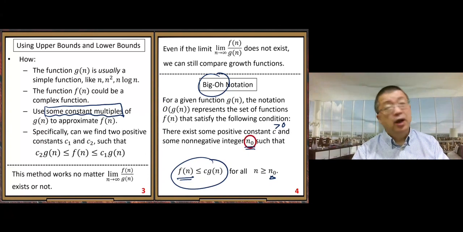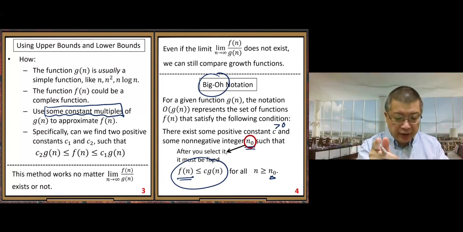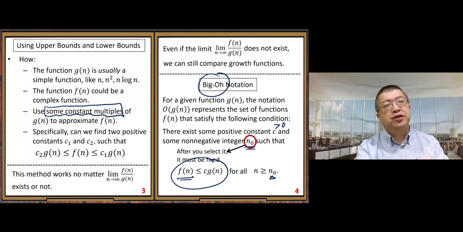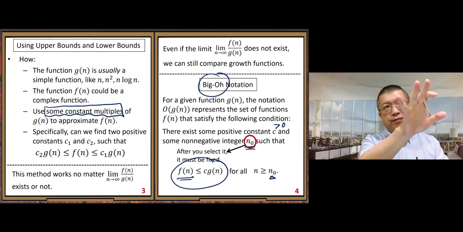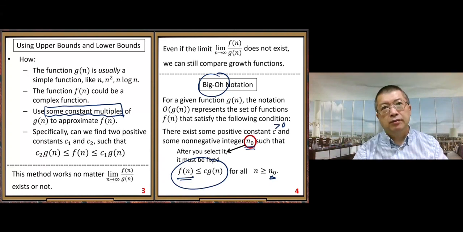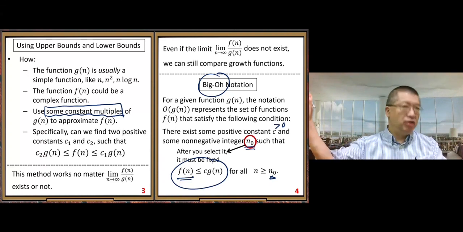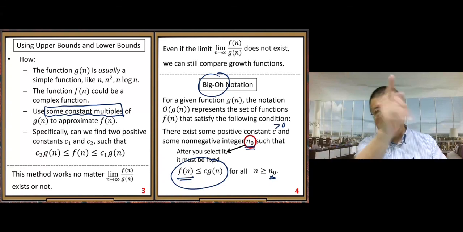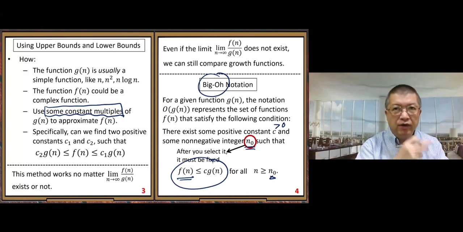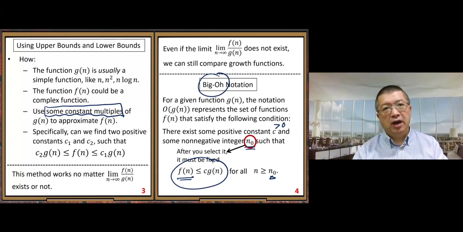But there is one requirement. Although you have freedom to choose that n0, as soon as you select it, it must be fixed. After you make your first choice, you cannot change it. You have to stick with it for the whole procedure. So you have one chance to choose it. Be careful to choose that.